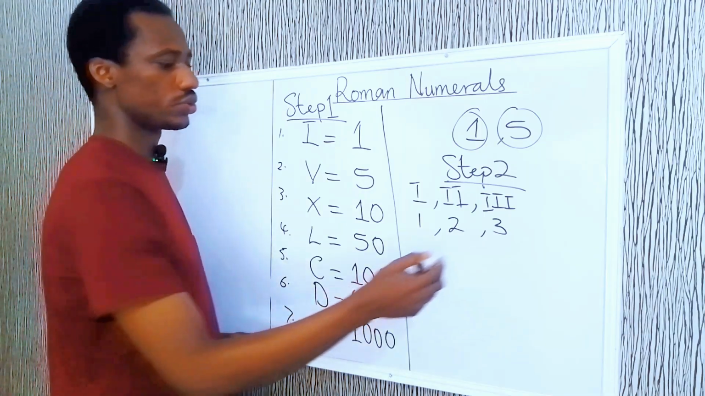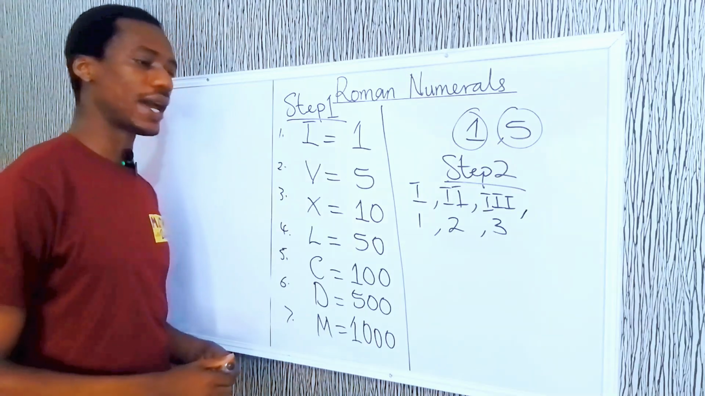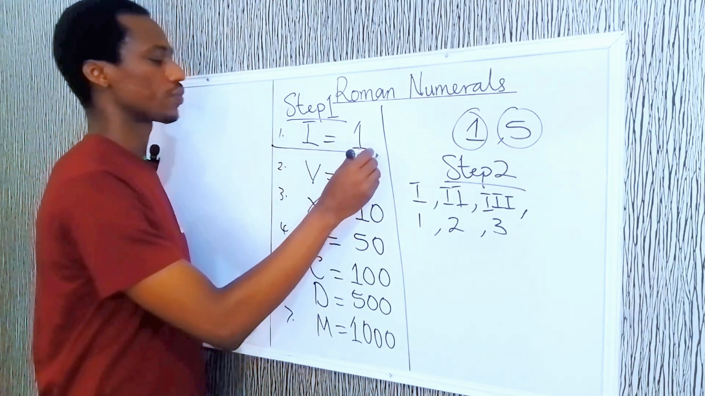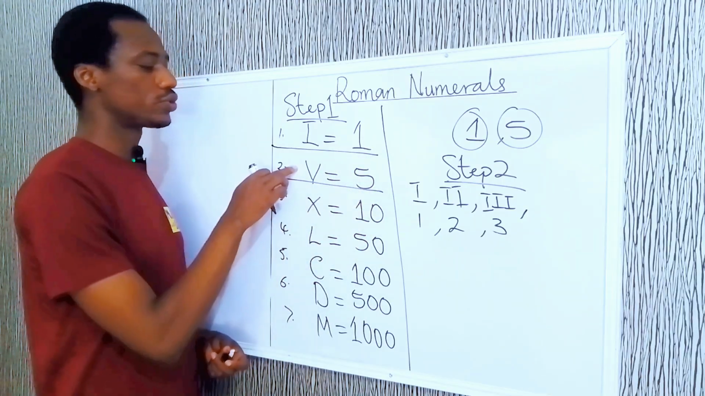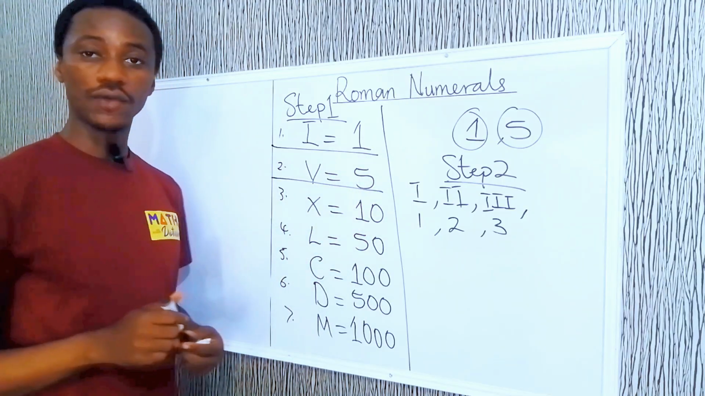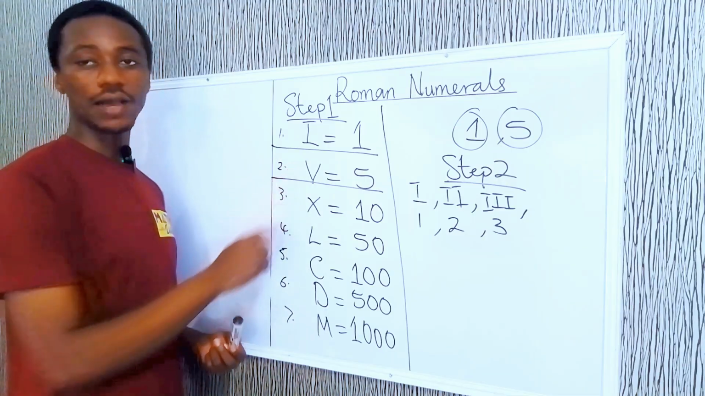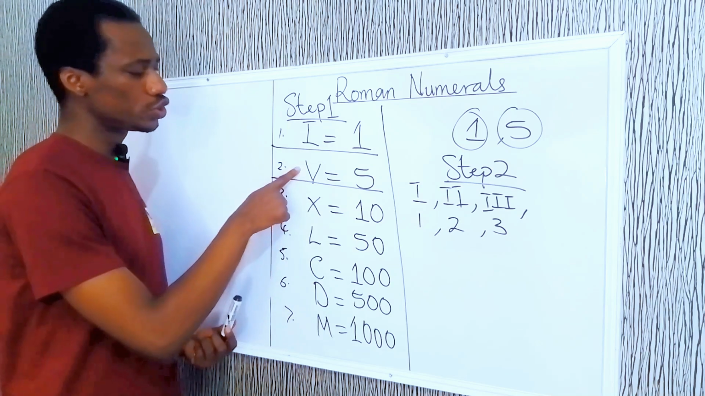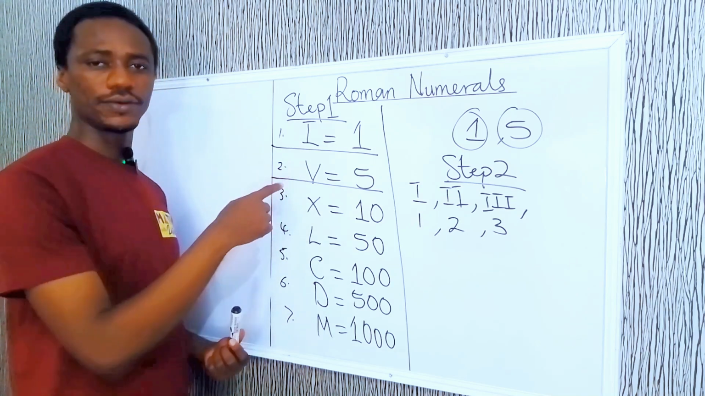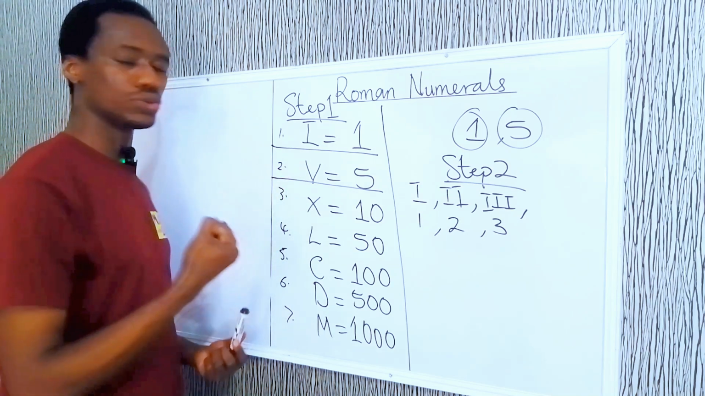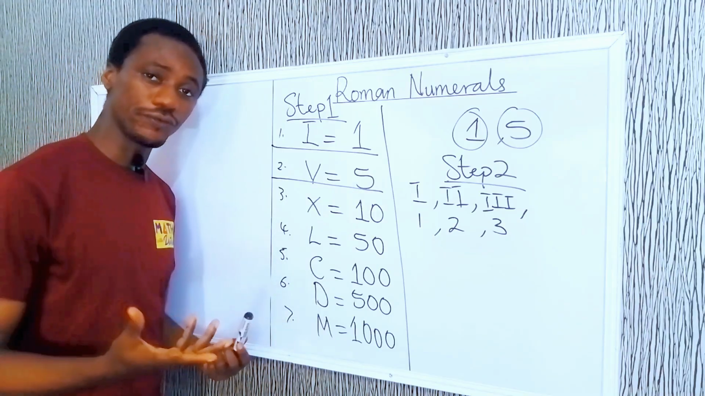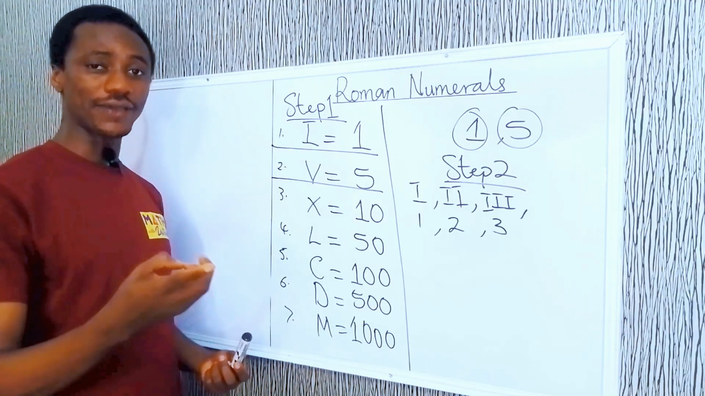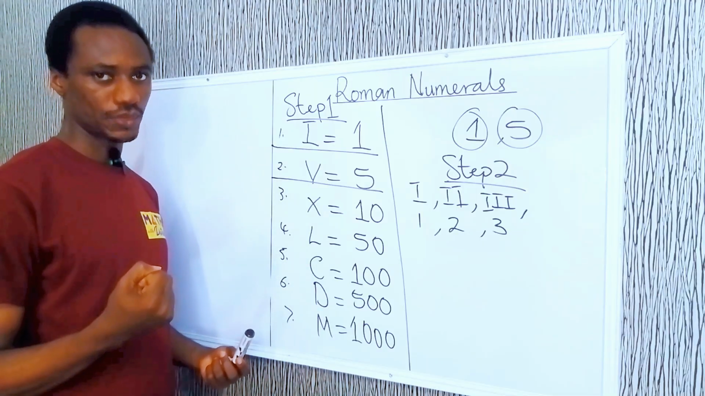So to get 4, we can't say I I I I. We have to go ahead. That means we've exhausted 1, so we have to come to V to get our 4. But we know that V is 5. So what are we going to do to 5 so that we have the number 4? That's subtraction. If we take 1 away from 5, we are going to have 4.